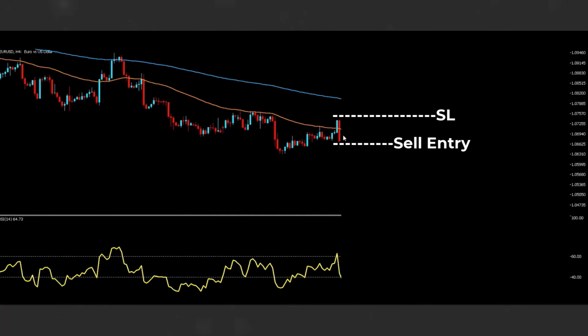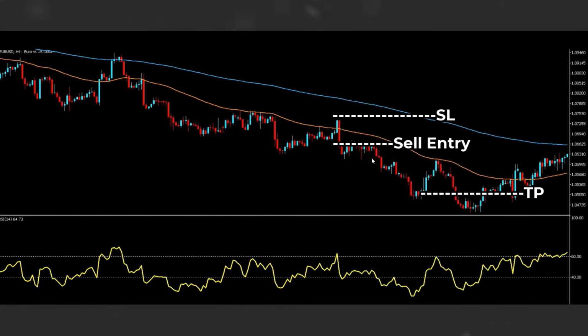The stop loss goes above the most recent swing high. And for the take profit, again, we aim for at least 1.5 times the size of our stop loss. And now watch what happens next. After the entry, price starts moving lower and eventually reaches our target.